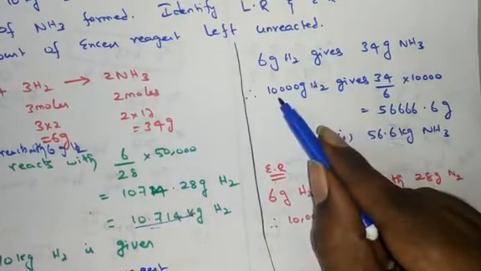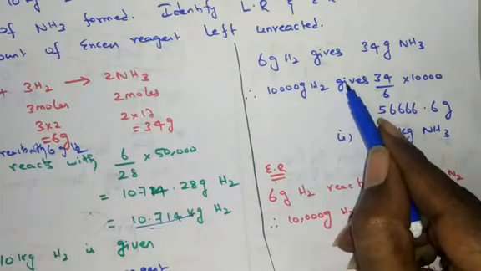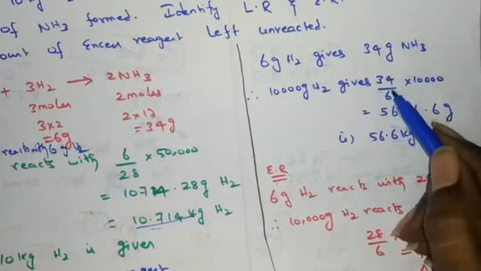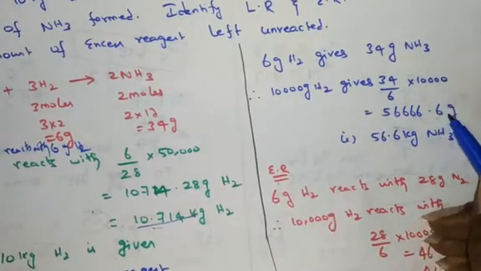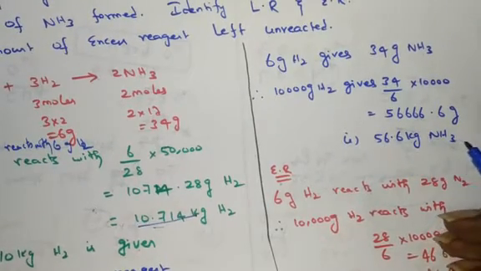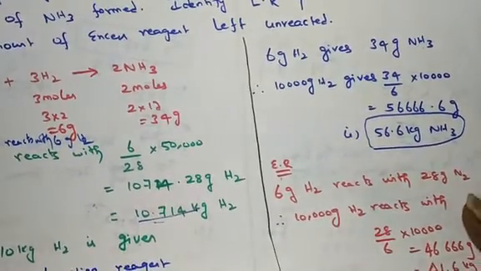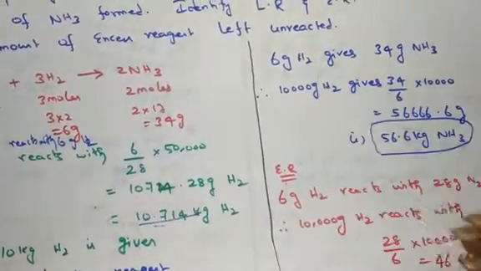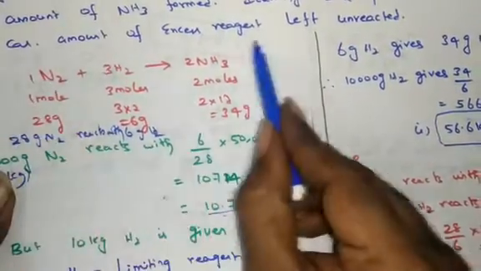But the given mass of hydrogen is 10,000 grams, that is 10 kilograms. So 10,000 grams of hydrogen forms 34 by 6 into 10,000, that is 56,666.6 grams. In kilograms, it is 56.6 kilograms of ammonia. So this is the amount of ammonia formed. This is calculated based on the limiting reagent. So this question is also over.